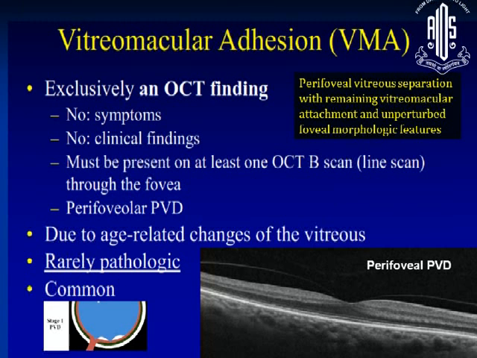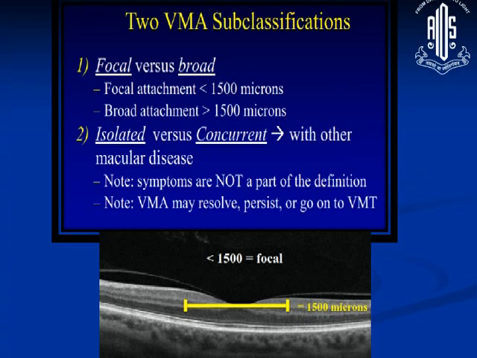As I told, vitreomacular adhesion could be asymptomatic and is the main cause for this. It is nothing but a perifoveal PVD, and most often it will be asymptomatic. If you go by Johnson's classification of PVD, this vitreomacular adhesion corresponds to stage 1 of the PVD, and most of these patients will be asymptomatic. The VMA has been further subclassified based on the extent of adhesion into focal as well as broad attachments. It is a focal VMA when it is less than 1500 microns, and a broad VMA when it is more than 1500 microns.